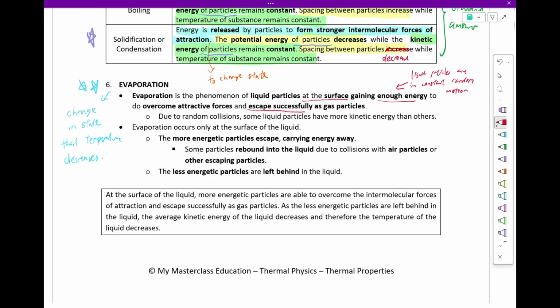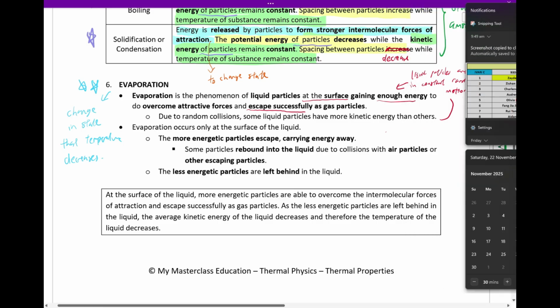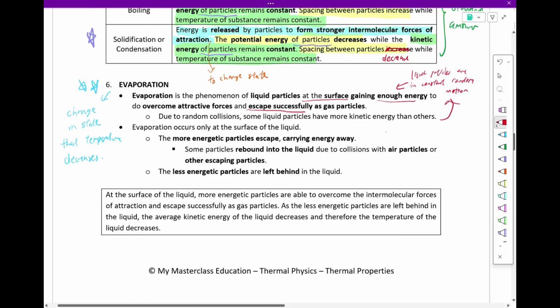If they don't escape successfully itself, basically what's the point? They can't escape as gas, they remain as a liquid. So you can see this part is actually linked to this. Okay, this part is linked to this. So do take note, what happens during evaporation is that all the energetic particles escape, right? Why do we need to talk about it being successful?